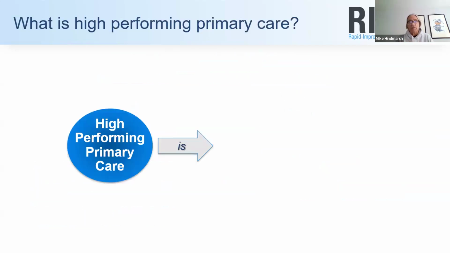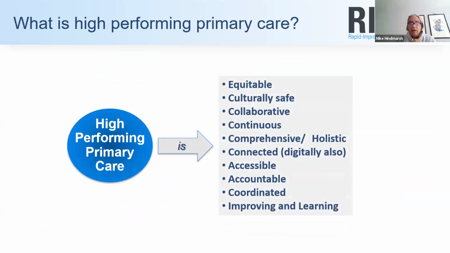So what do we mean when we say high-performing primary care? High-performing care is equitable, culturally safe, collaborative, and continuous in nature, especially with relationships. It's comprehensive, holistic. It's connected. The whole system is connected, but it's also connected digitally. The system's accessible, accountable, coordinated, and it's always improving and learning.